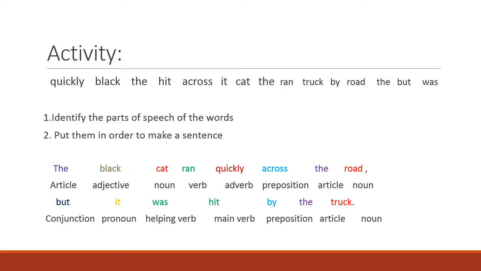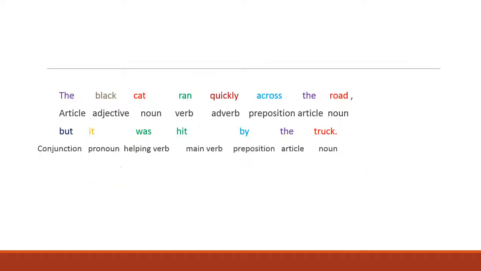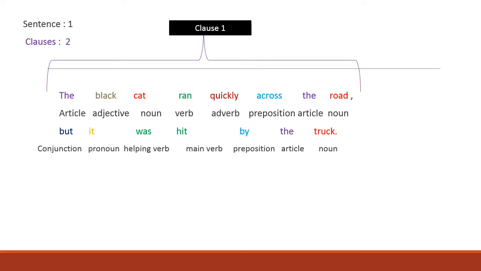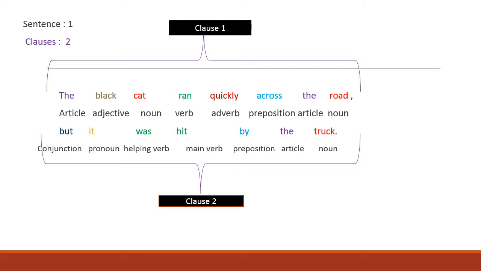Okay, now let's look at each of the clauses. So this is one sentence with two clauses. And the first clause is, the black cat ran quickly across the road. That's clause number 1. And then we have another clause, it was hit by the truck. That's clause number 2. Now let's analyze both of the clauses a little bit more. Now let's look at clause number 1.